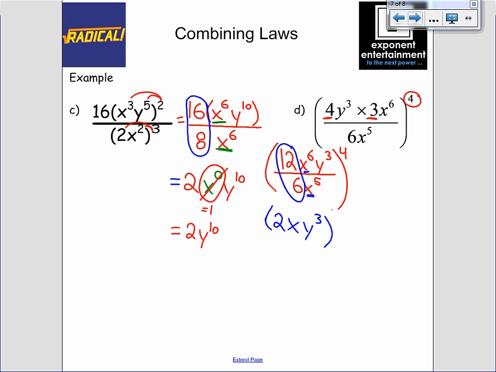Now that you've simplified everything in the brackets, you see it's not so hard to bring that 4 in. So we're going to use our power law to bring that 4 in. And you have to bring it to all 3 items of the base. So it becomes 2 to the power of 4, which is just 16. And then x to the power of 4, because 4 times 1 is 4. And then it becomes y to the power of 12, because 3 times 4, the exponents multiplied, is equal to 12. And that's your final answer.